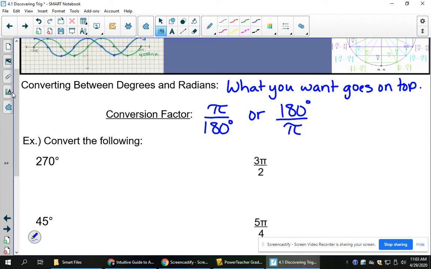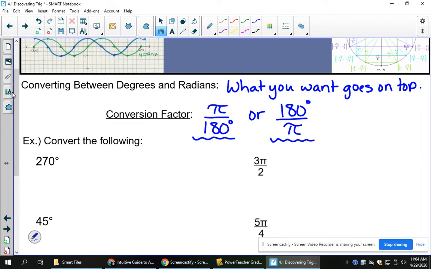You're going to pick which one you're using based on what you want. If you want radians, you're going to use this one because pi is on top and radians include pi. If you want your final answer in degrees, you're going to use this conversion factor because degrees is on top.